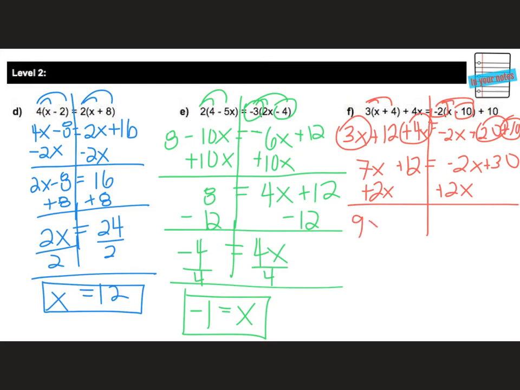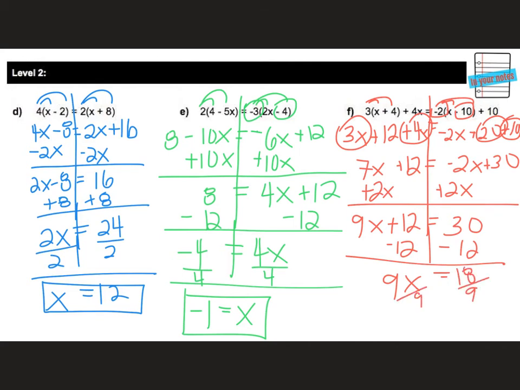So we've got 9x plus 12 equals 30. Now let's go ahead and get our x value alone by subtracting 12 on both sides, leaving me with 9x equals 18. Divide by 9, divide by 9, and 18 divided by 9 will give us 2.